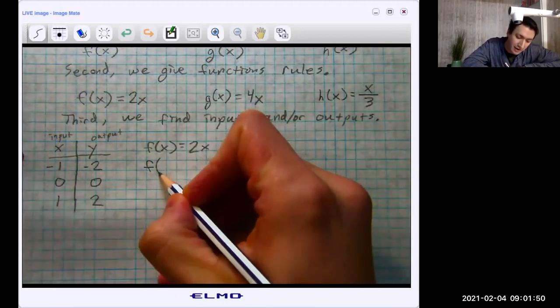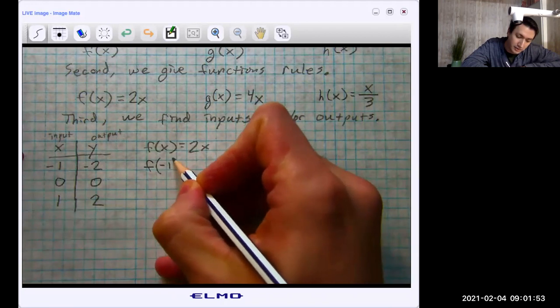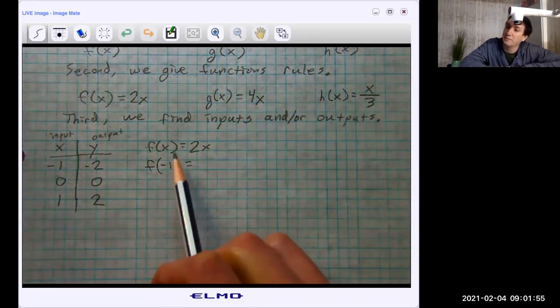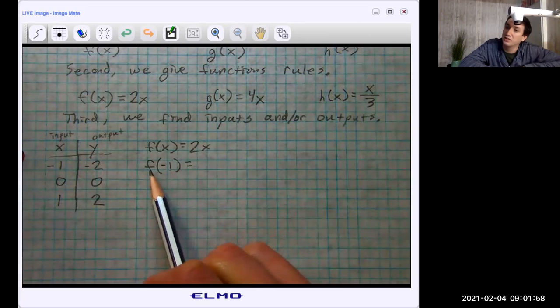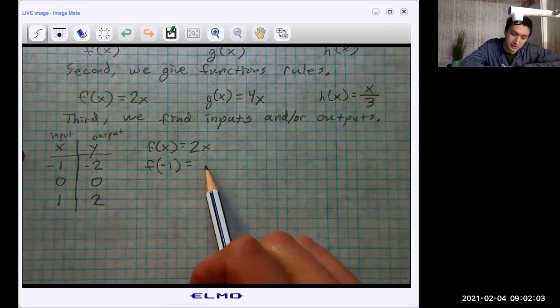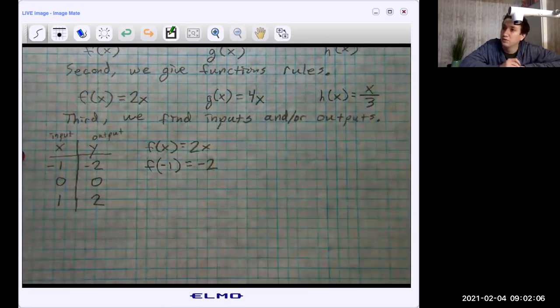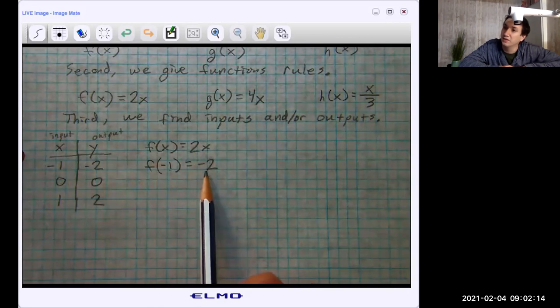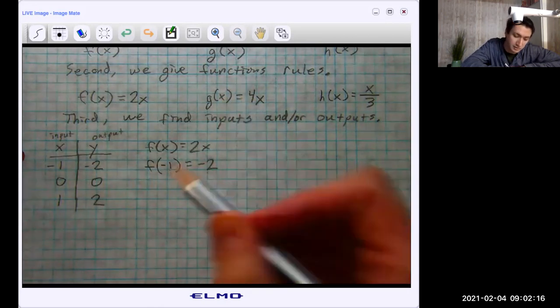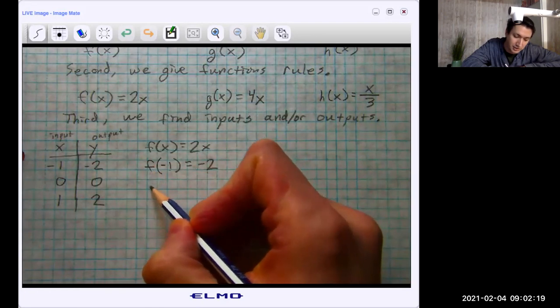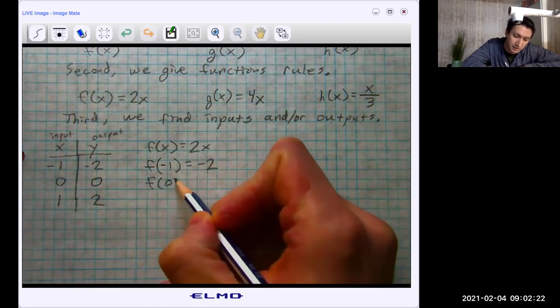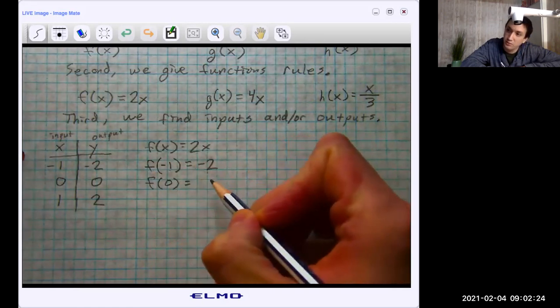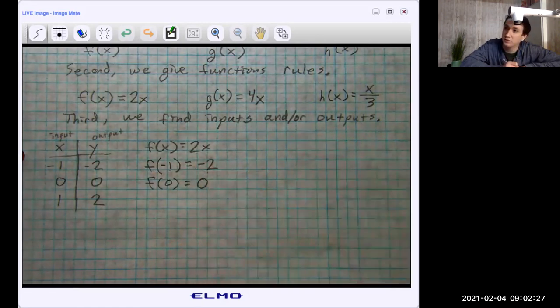I would write f parentheses -1 equals. So what I'm saying is I'm taking a -1 and I'm putting it into my function f. And then over here, I write what we got out. We got out a -2. So notice my input goes into the parentheses and the output is over here on this side. So let me do it down here. I would say I took my function f, I put in a 0, and what did my function equal? What came out? A 0.